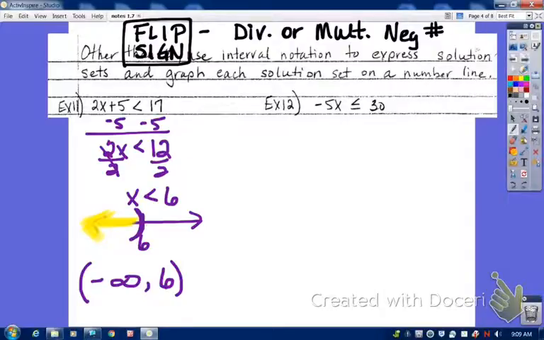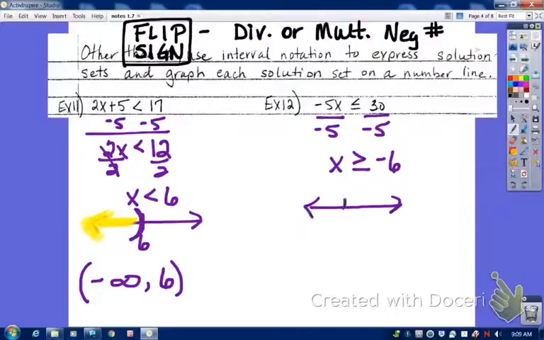Example 12, we've got to solve for x, so we're going to divide both sides by negative 5. Because we're dividing by a negative number, the sign must flip or switch. 30 divided by negative 5 is negative 6. So our answer is x is greater than or equal to negative 6. That's all the numbers that are greater than or equal to negative 6.